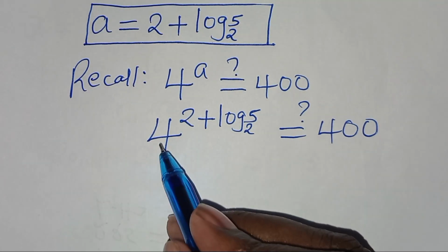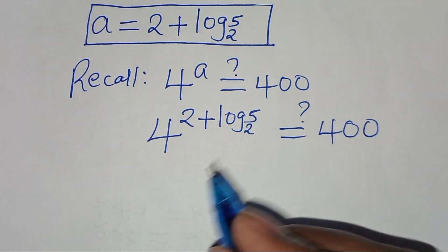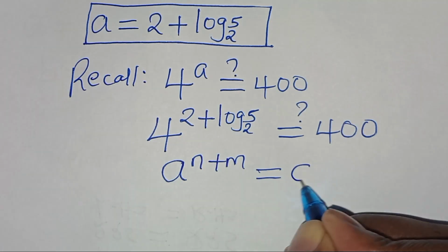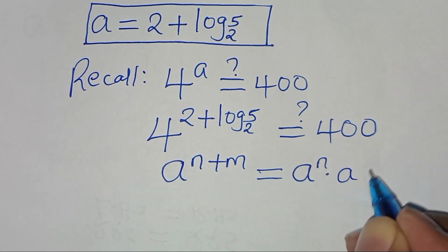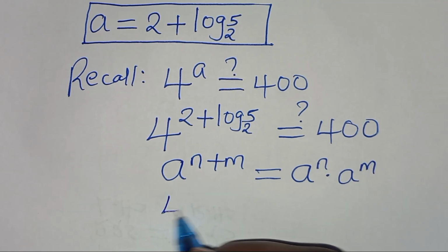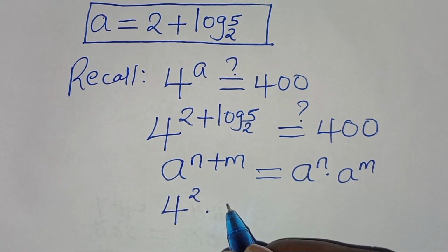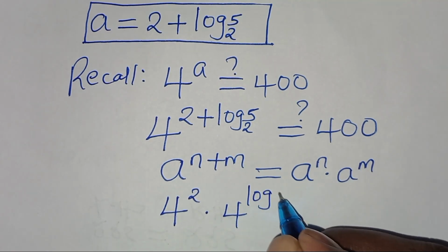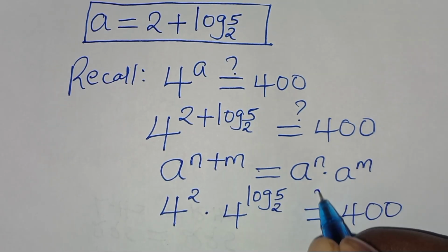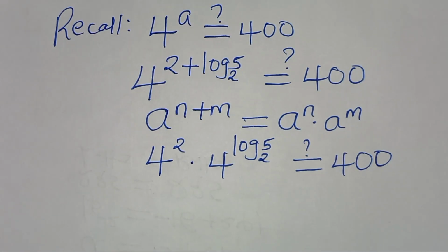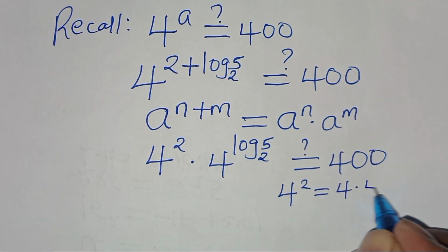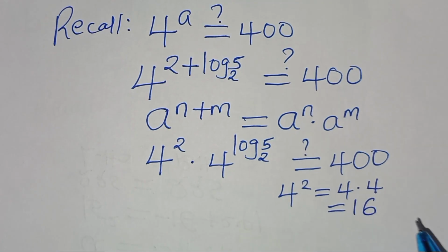So you find that 4 to power 2 plus log 5 to base 2, this is in the form of a to power n plus m, which we can express as a to power n times a to power m. Applying this exponent property, then here we have 4 to power 2 times 4 to power log 5 to base 2. This is supposed to give us a value of 400. Now the next step is that 4 to power 2 is the same thing as 4 times 4, and this is equal to 16.